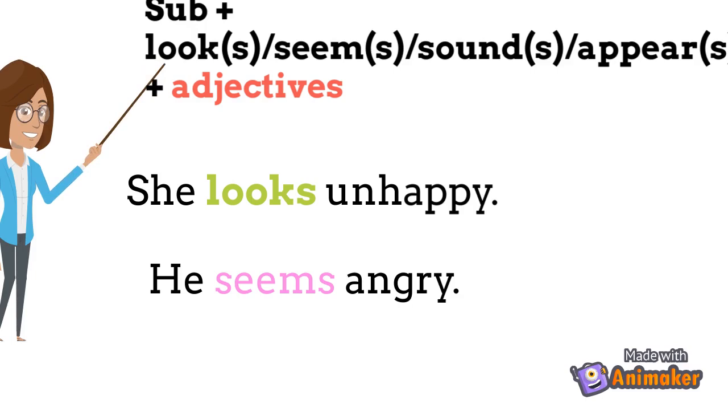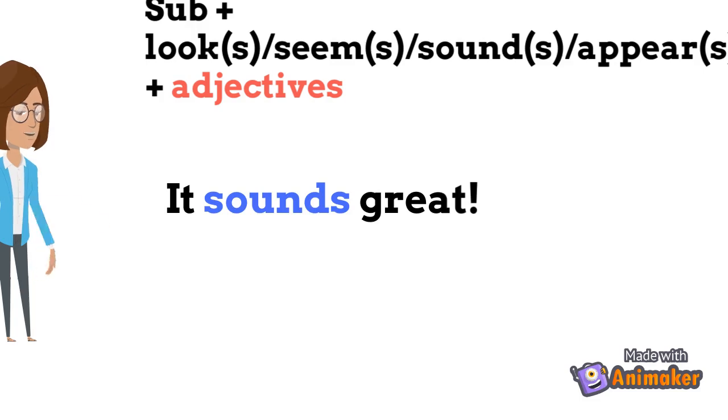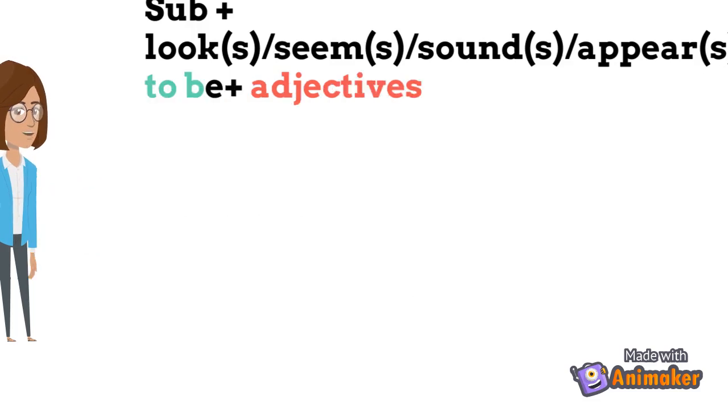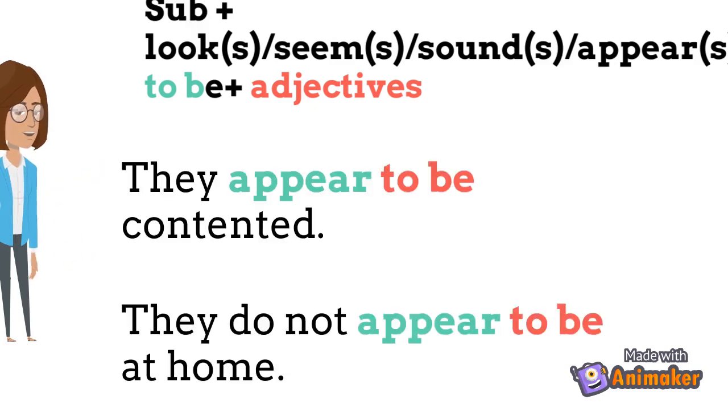Let's have more examples. We can also say that it sounds great. Or we can say, it appears confusing. The second structure is, you can use to be after these words and say, they appear to be contented. Or they don't appear to be at home.